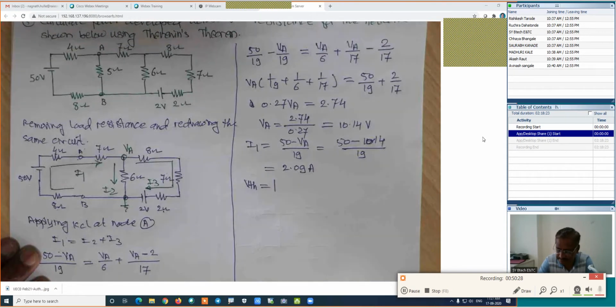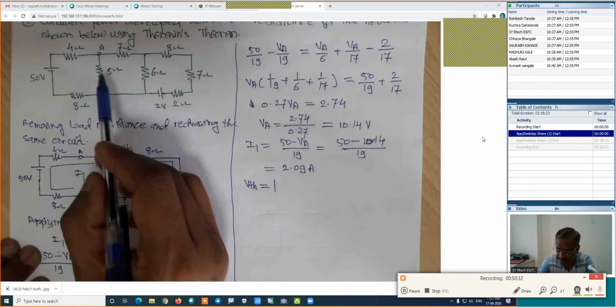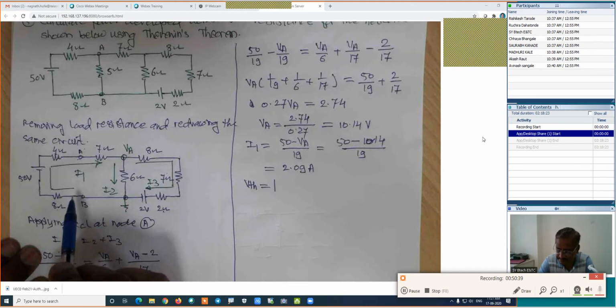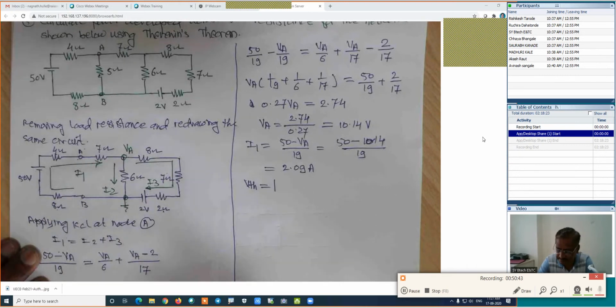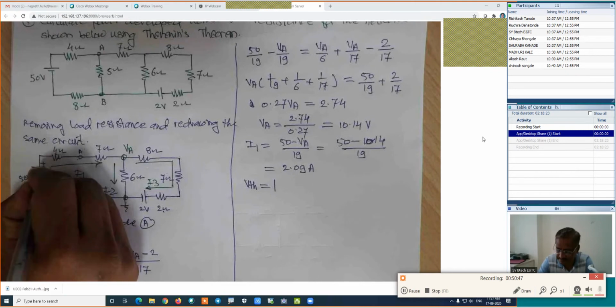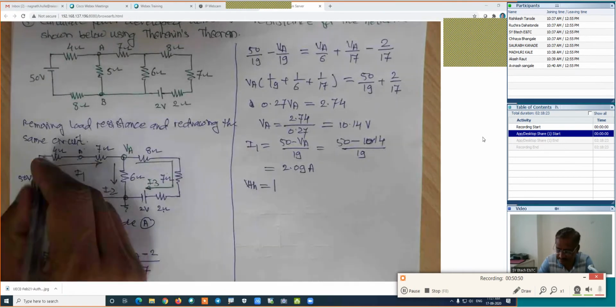If we know I1, find the value of VTH, Thevenin's equivalent voltage. It is a modulus value. We will travel from B towards A because this resistance is connected between A and B. We are interested in this potential. Now look at the direction of the current. First I will mark the polarities. The current direction is forward, so this will be plus and this minus. This is the positive terminal, this is negative.